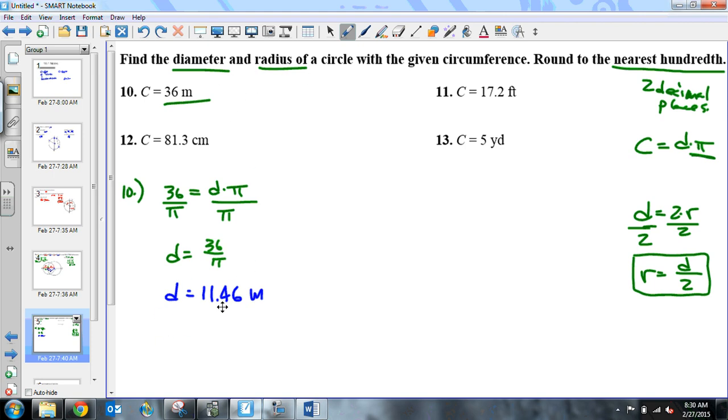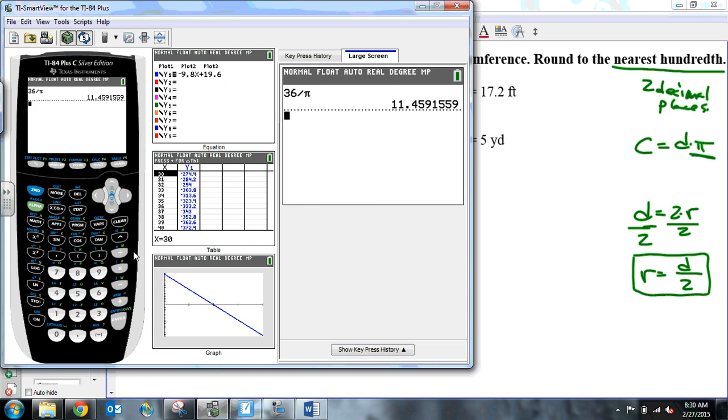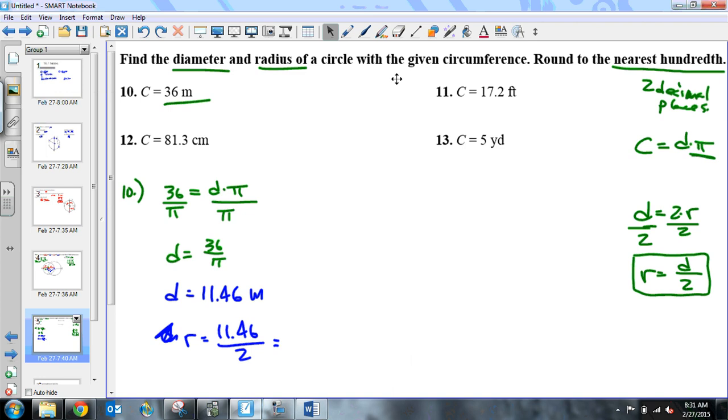So if I take this number and I divide it by 2, so the radius is equal to 11.46 divided by 2, let's use our calculator just so I make sure I get this right. I'm going to take 11.46 and divide that by 2, and that's going to give me 5.73. So my radius is equal to 5.73 meters. Okay, so those are the answers that I'm looking for.